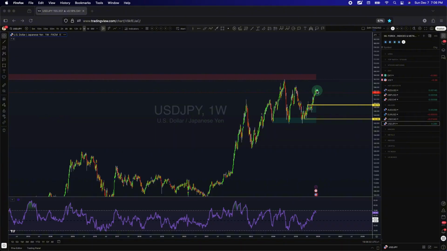And that's why I will not be buying right now. I would rather look for a short sell down here, then I'll be buying around that 149.17 or 149.20. Okay, that will be where I'll be buying dollar yen. So guys, watch out for that.